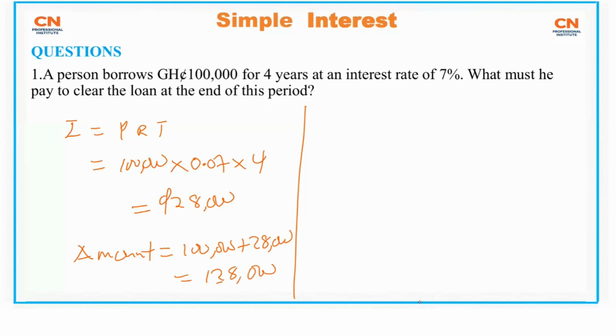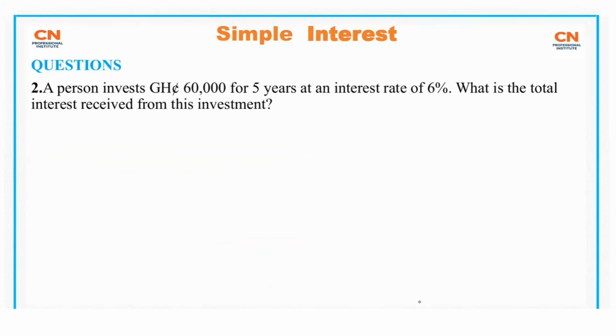128,000. And we've established this principle already. If you borrow money, at the end, you don't only pay the money. If you are charged interest, interest will be added. So that's it with this question. Then let's look at another one here.